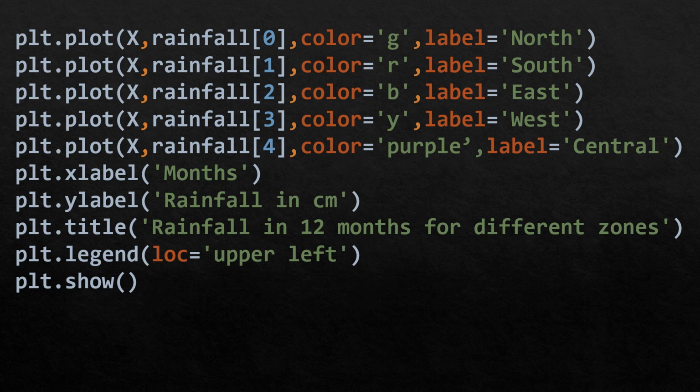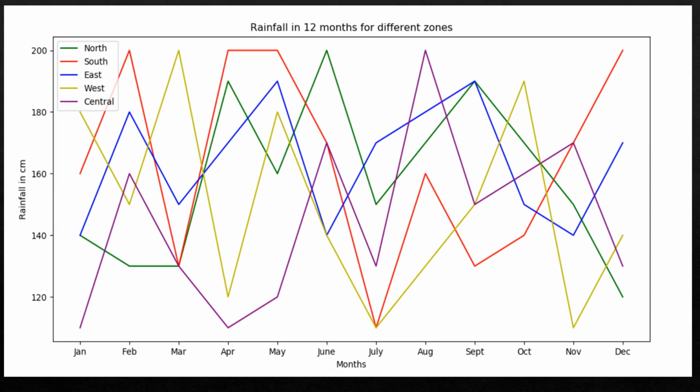And xlabel is given as months and ylabel as rainfall. Title is also given, legend is also given. Then let's see how it looks like. As you can see here, for different zones, the line chart is looking like this. The green color represents the north zone rainfall, and red color is for south zone, and so on.